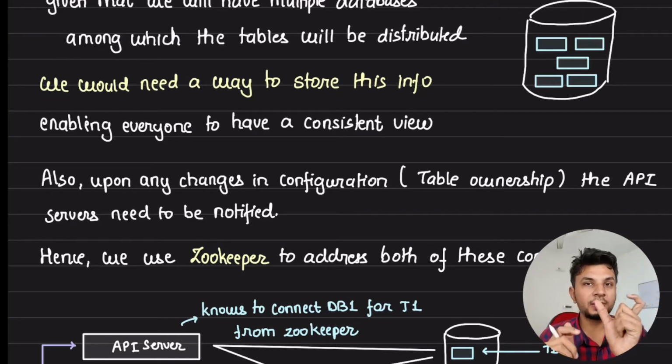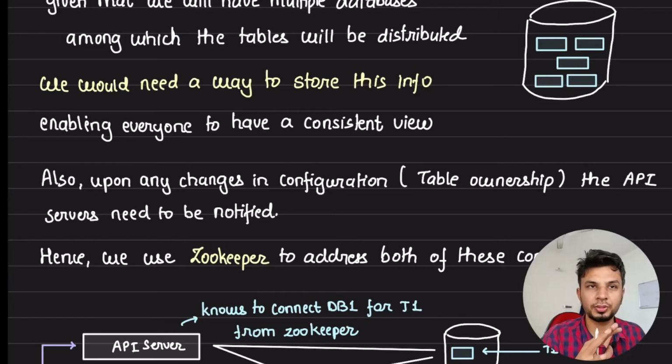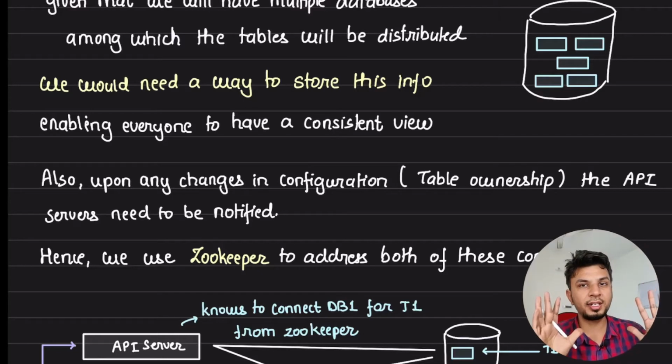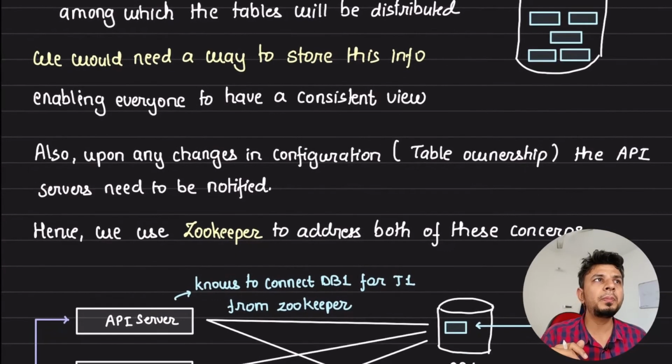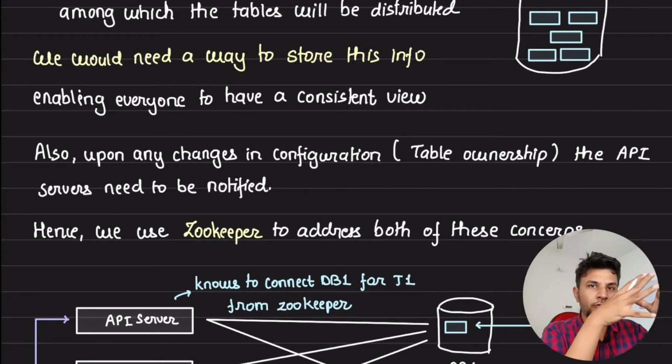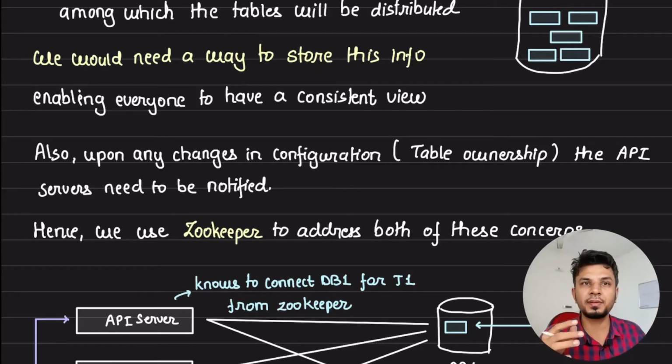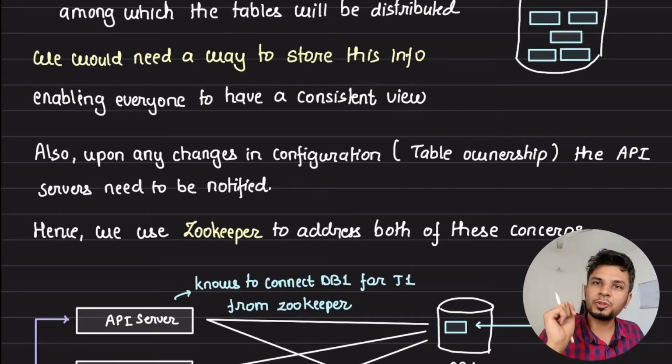The API server will get this from the meta configuration, and then it will connect to that particular database server to read the particular information and send it back to the user. So we need to store this information somewhere, and this has to be a consistent view across all API servers. So it cannot be stale. Second, now that we would be moving the table from one database server to another database server, this configuration will have to be changed.